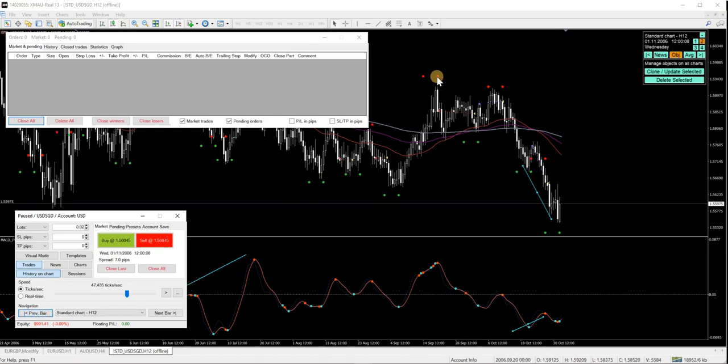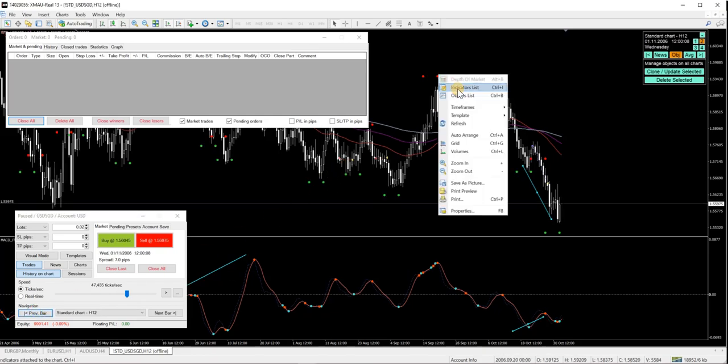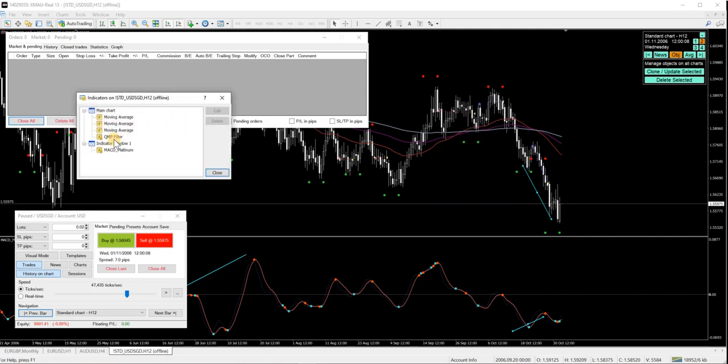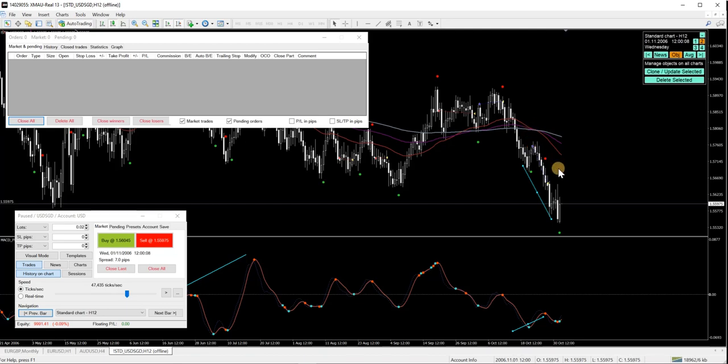All it does is, sometimes it stuffs up the indicators. So I'll just get the indicator list and tidy them up again. And you can't see what I'm doing. I'm on another monitor, but it's close. That should fix them up. All right, gets them all back in order.